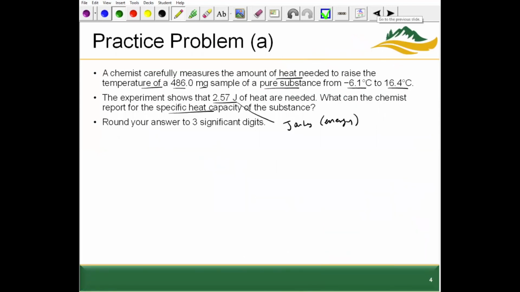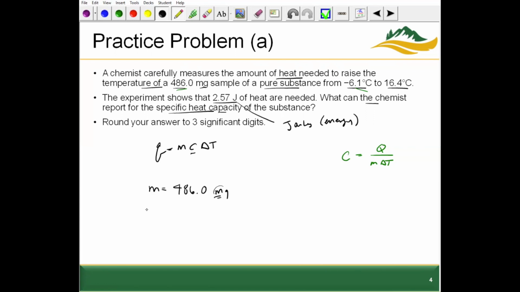Going back up to our problem, let's start to associate some of these numbers with the variables in that equation. We saw that specific heat equals Q over M delta T. Again, I really like to start out with Q equals M cat and then see what I can plug in, knowing that I will need to solve for the specific heat because that's what we're asked for. So the mass here is 486.0 milligrams. Not in grams, so we'll probably have to do a unit conversion.